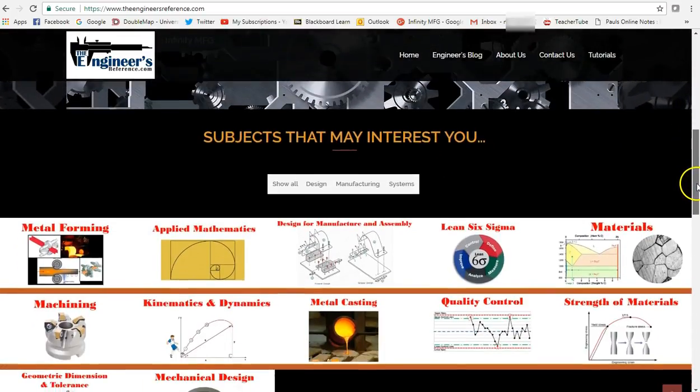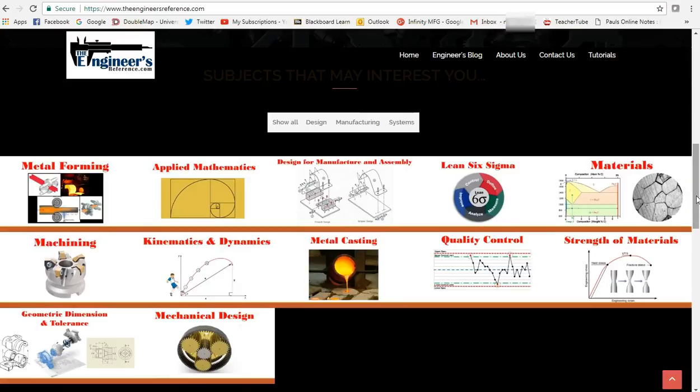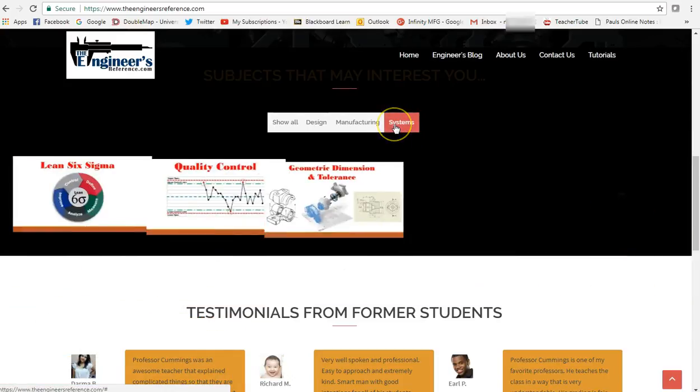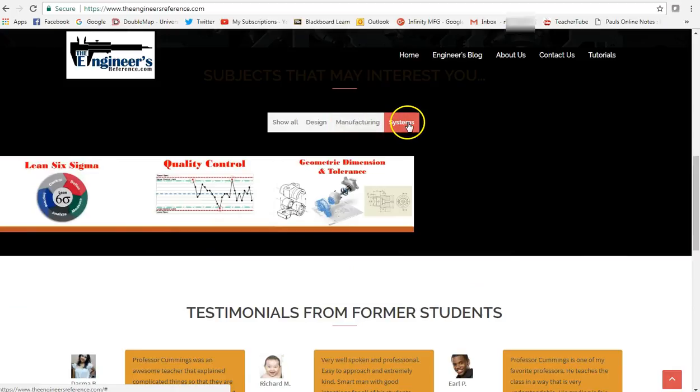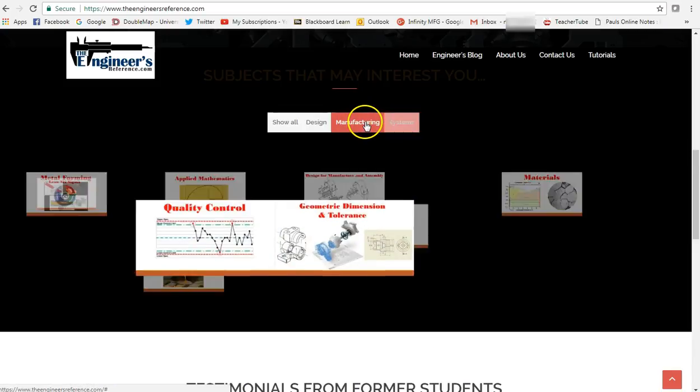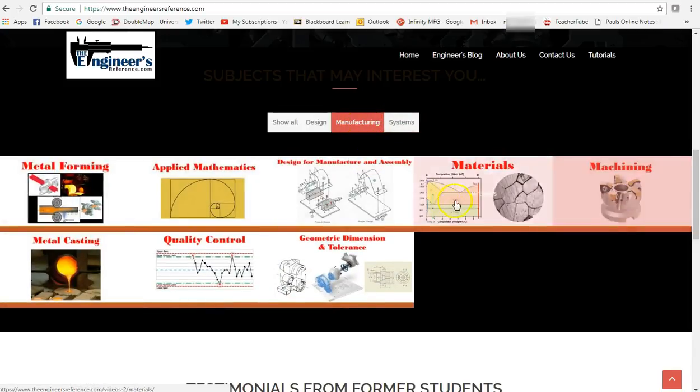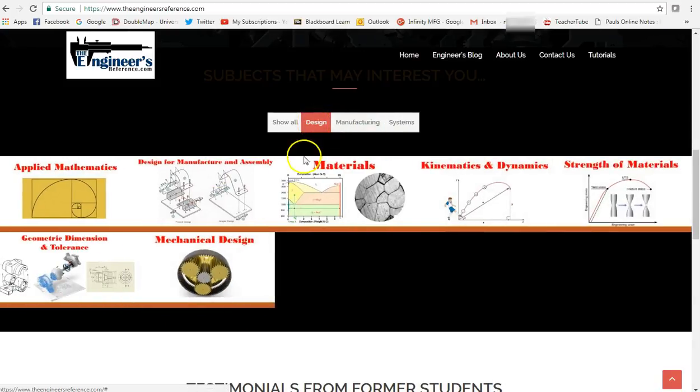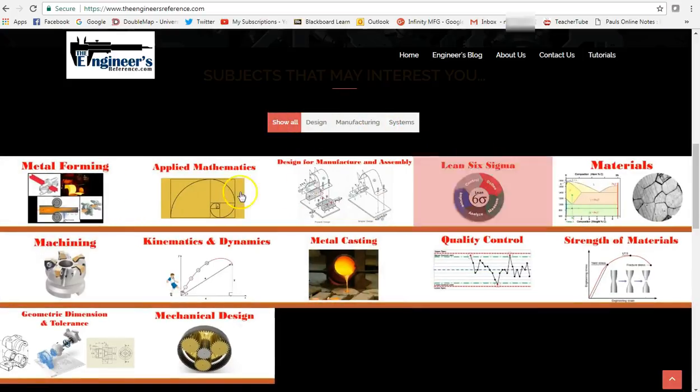So you come down here, and here's the list of the subjects. These are all hyperlinked. You can break it down by systems, things like Lean Six Sigma, quality control, GD&T. Those are all considered systems. Or you can look at them as manufacturing topics, and different things that are posted as manufacturing. And then you've got design. Again, there is some overlap. You'll notice that materials popped up here a couple of times. GD&T pops up, I think, in every one. Or you've got the whole general take.